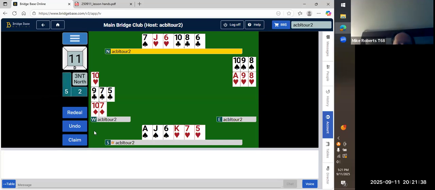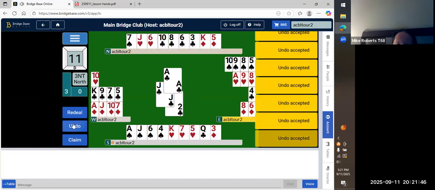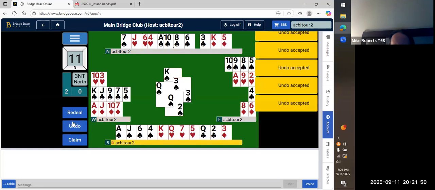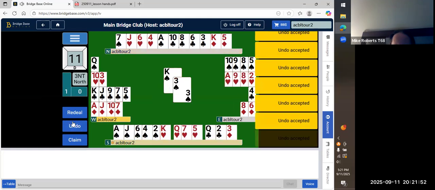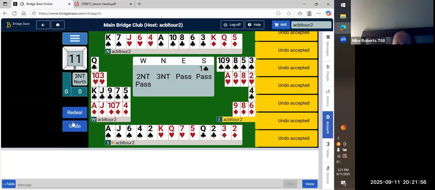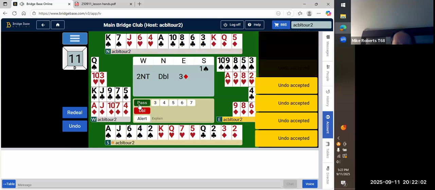If you want to stick with the first principles, let's lead, sorry. I think if you started out by leading the, where am I? Get back. Come on. Double, 3 diamonds, pass, double.